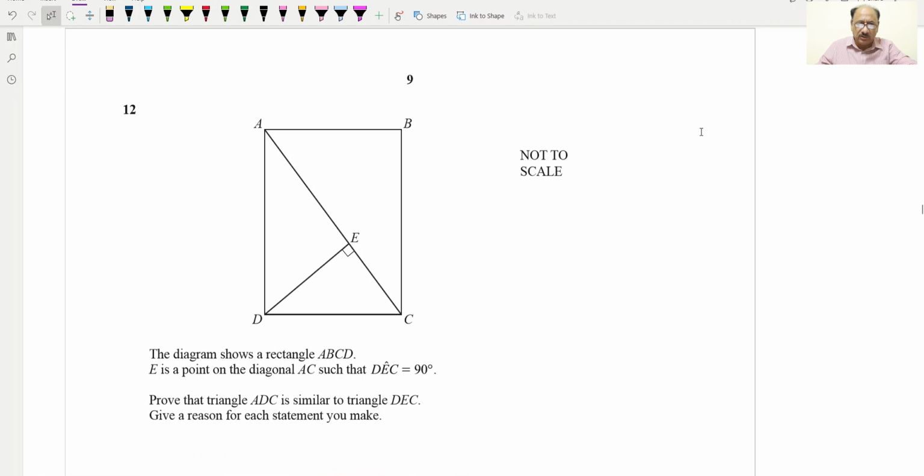Now this is question number 12. This drawing is not to scale. The diagram shows a rectangle ABCD. This is a rectangle. E is the point on the diagonal AC such that angle DEC is equal to 90 degrees. This 90 degree indication is also provided.